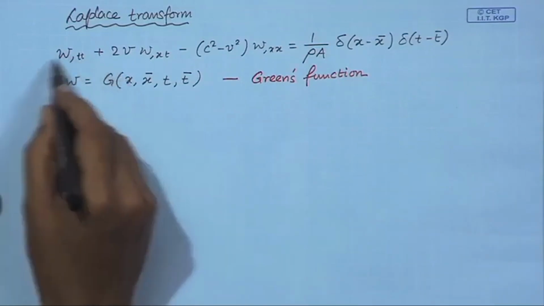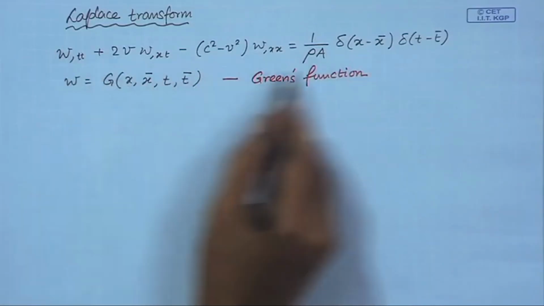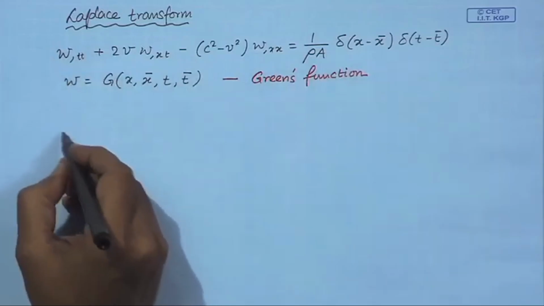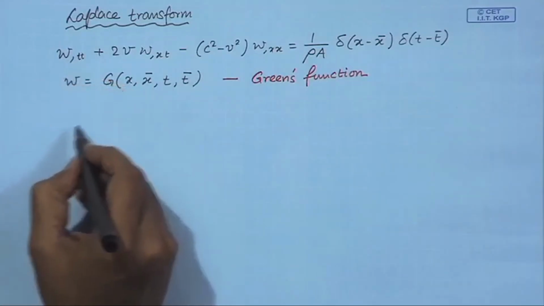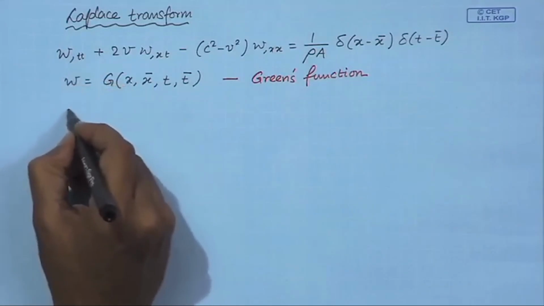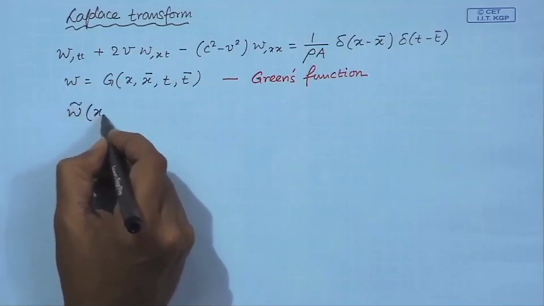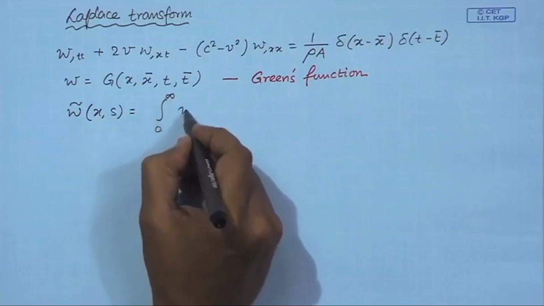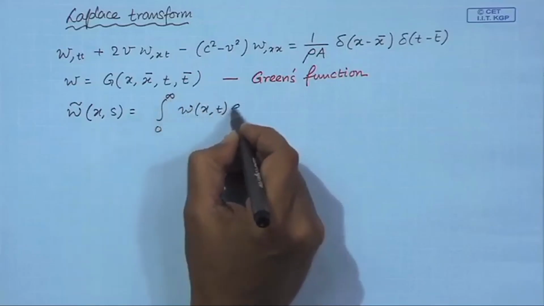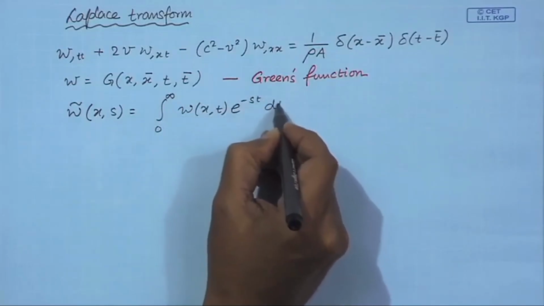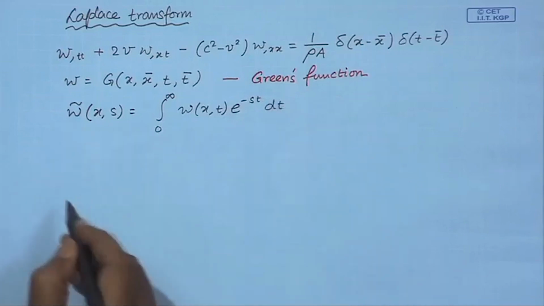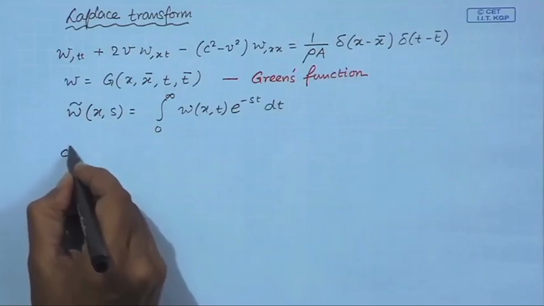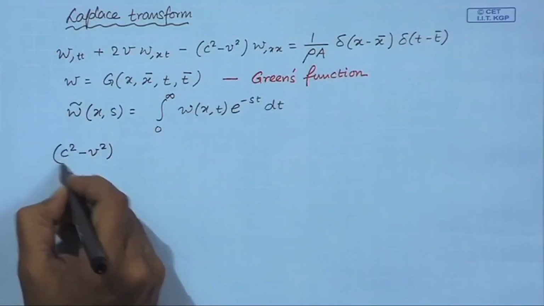So, the way to do it is we will first take the Laplace transform of this equation. Once you take the Laplace transform, you can easily check. Suppose I define this as the Laplace transform of the field variable w, then if I take the Laplace transform of this equation and simplify, this is straightforward.